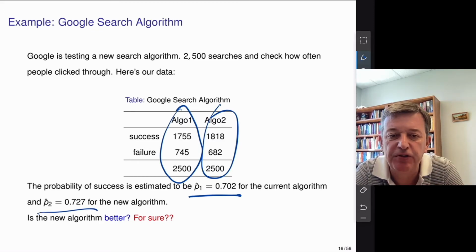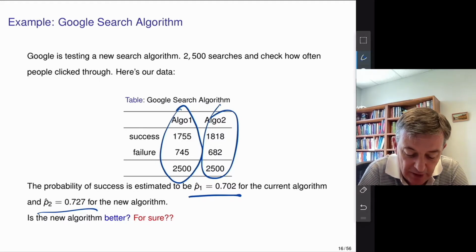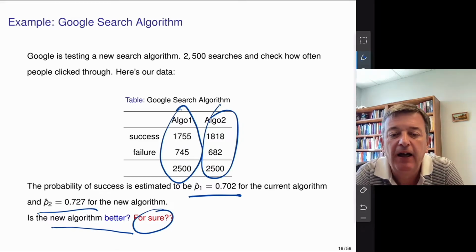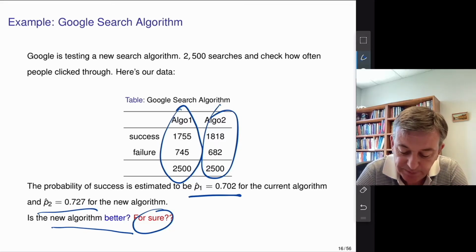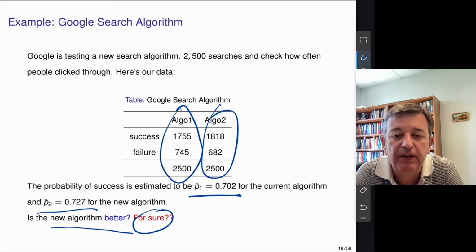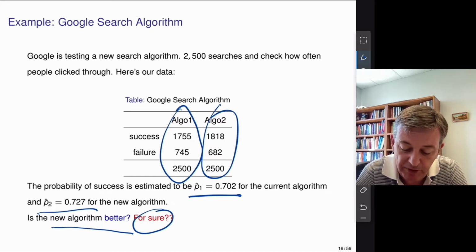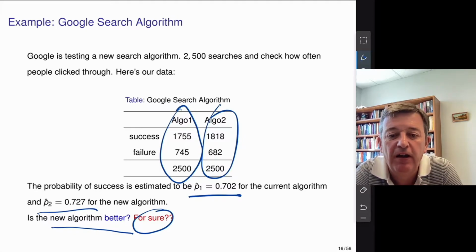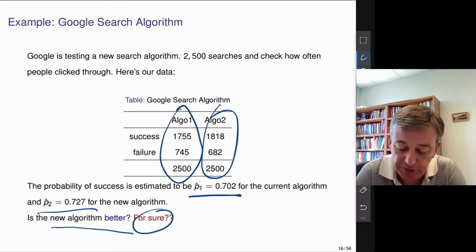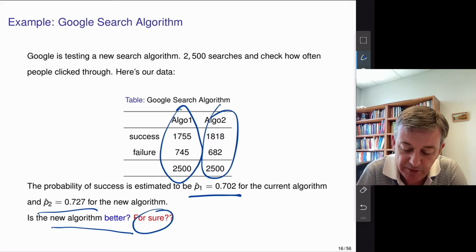Now, of course, the statistical question is, is the algorithm better, and is that for sure? Remember that there can just be random fluctuation. So is algorithm 2 really better than it looks? The difference is 0.025. And of course, to answer that question, you have to take into account the formula for the variability of sample proportions. You have to take into account the sample size, 2,500.